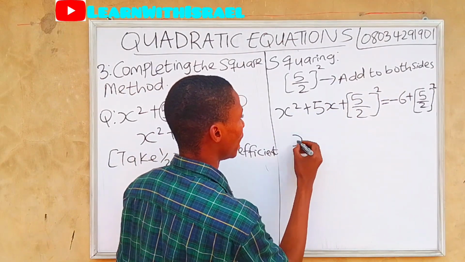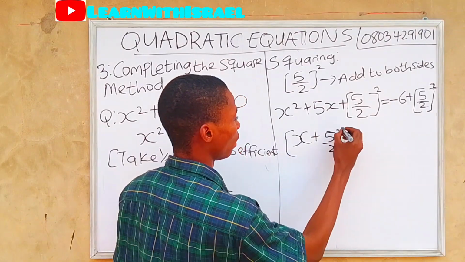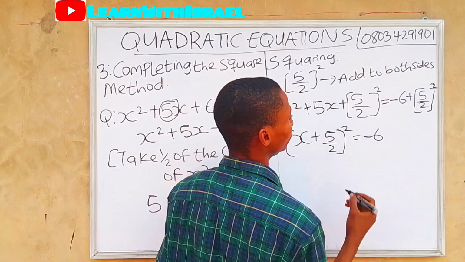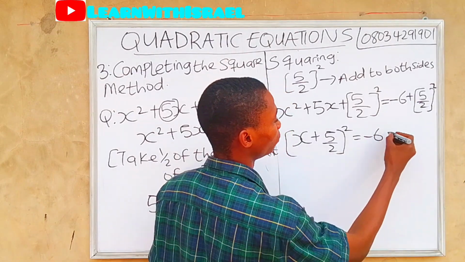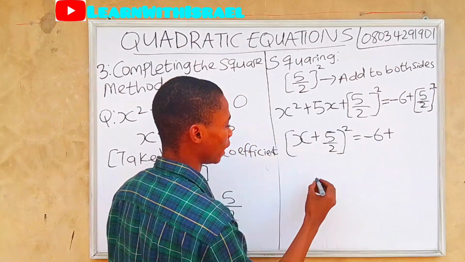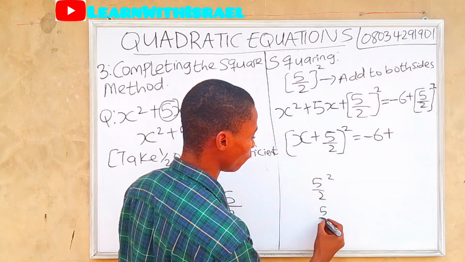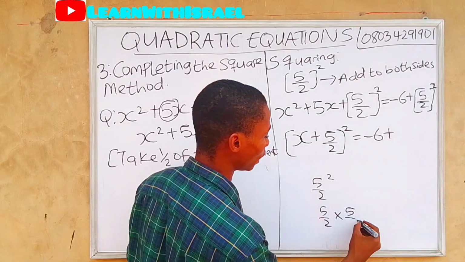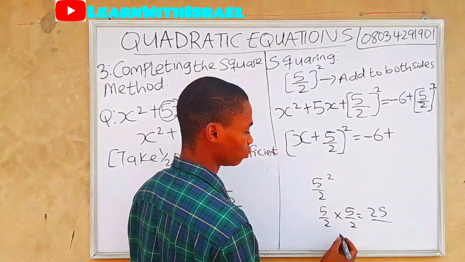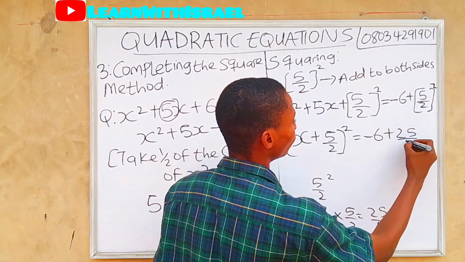So we can now say x plus 5 over 2 squared equals minus 6 plus, we can now expand this. 5 over 2 squared means 5 over 2 multiplied by 5 over 2. So 5 multiplied by 5 will give us 25, all over 2 multiplied by 2 will give us 4. So 25 all over 4.